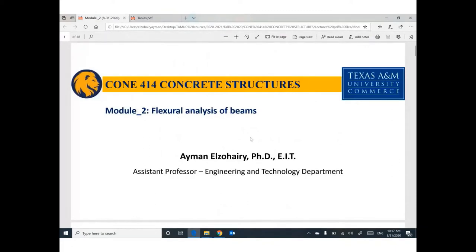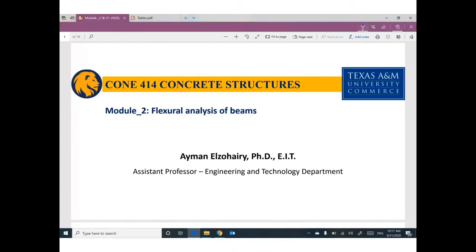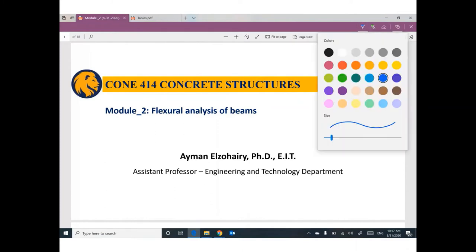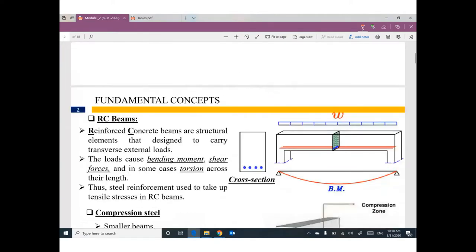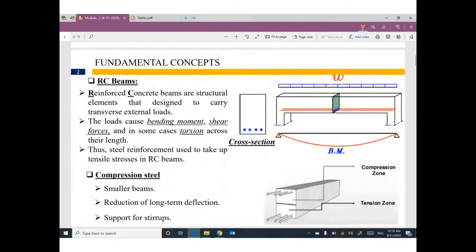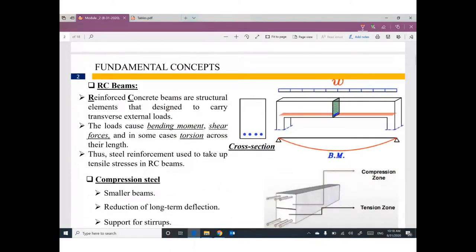Next topic this week, we will talk about flexural analysis of beams. What do you mean by flexural analysis of beams? I would like to explain something very important. Please, everybody pay attention to me.